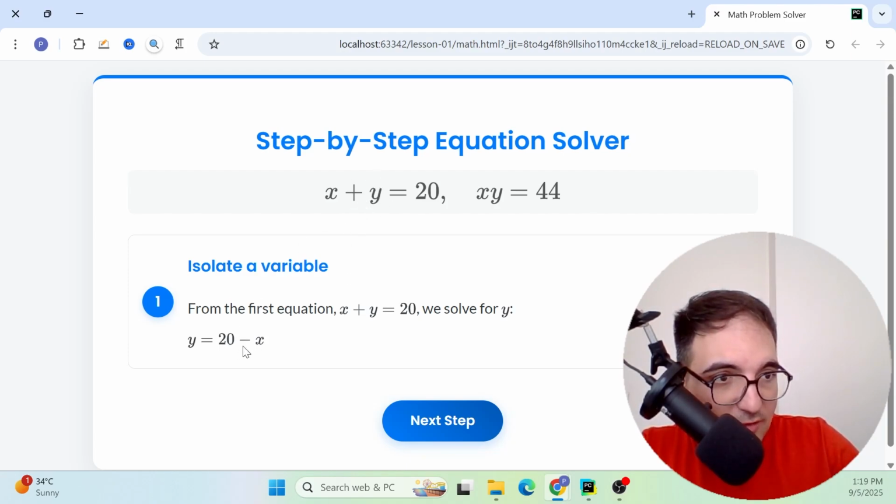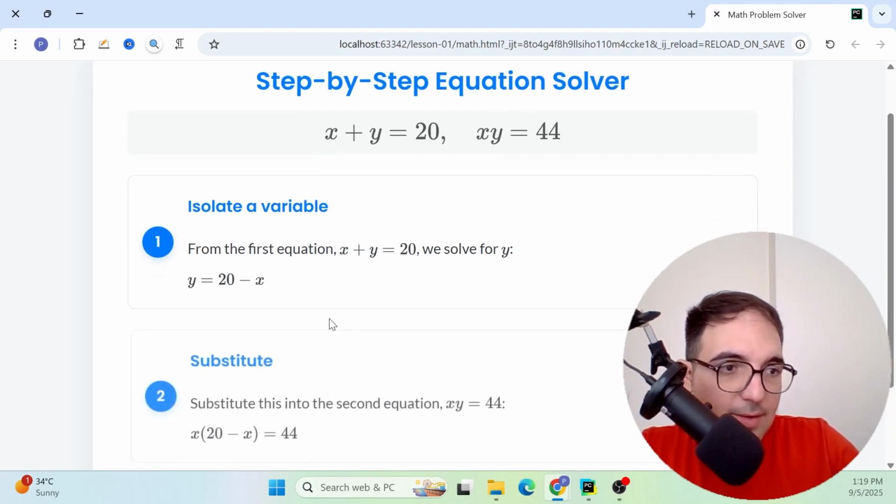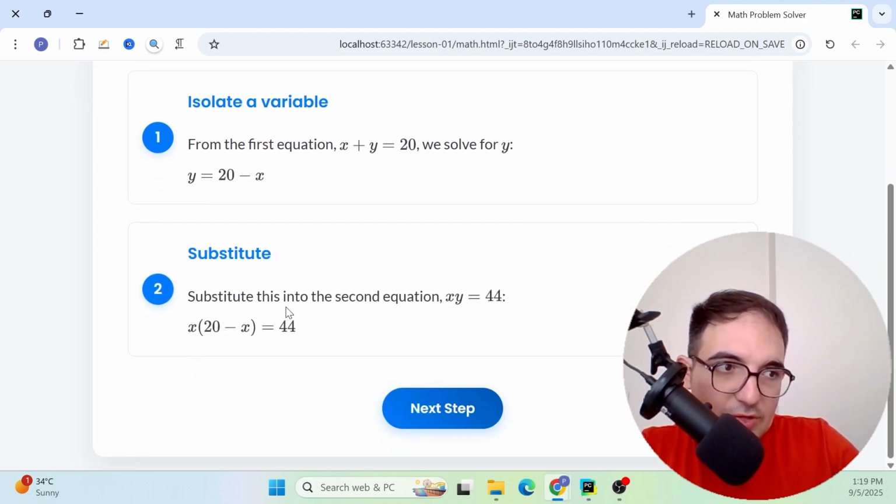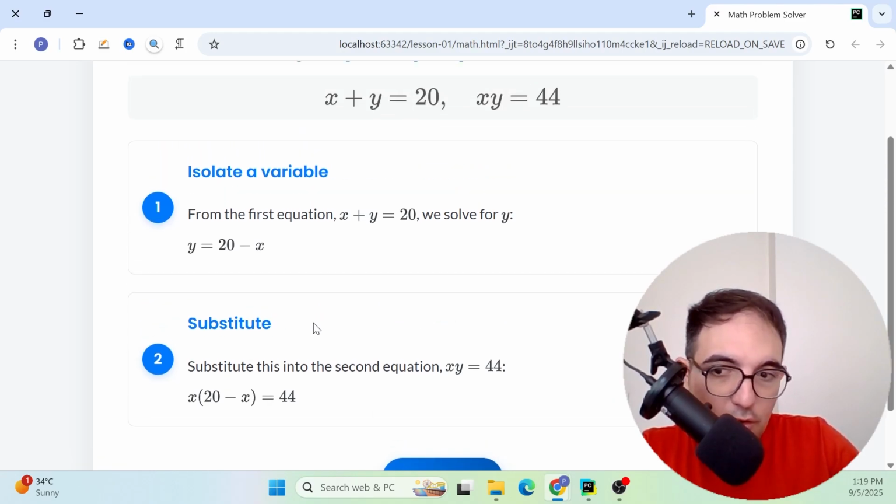In the next step, we replace the y in the second equation. We substitute this into the second equation, and we have this formula: x times (20 minus x) equals 44.